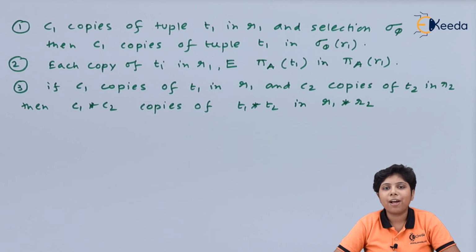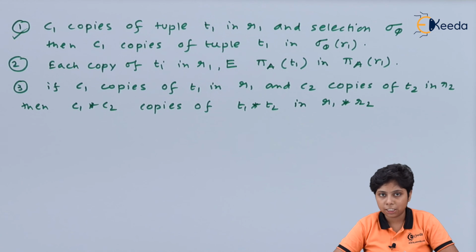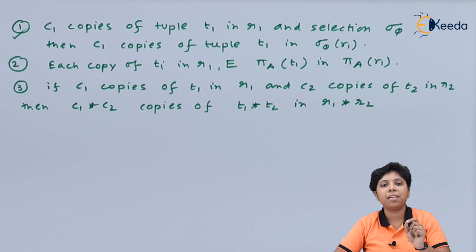We need to satisfy three clauses here. The first one is: if there are C1 copies of tuple T1 in a relation R and it satisfies the selection theta, that is some predicate within a where clause in a selection, then there should be exactly C1 copies of tuple T1 in the selection of that particular relation.